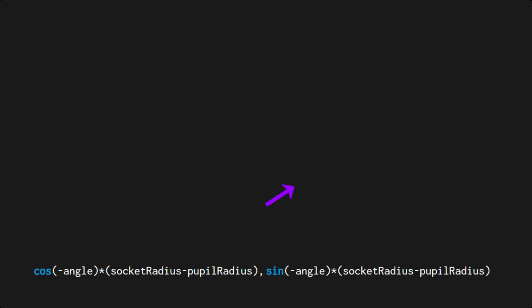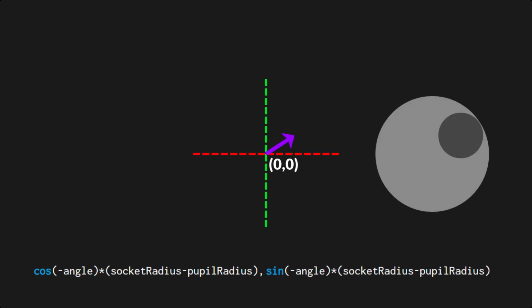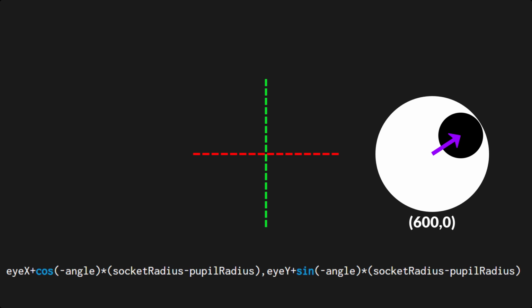There is, however, one problem. This vector, as any vector should, comes from the origin of the screen. To make it originate from the socket instead, just add the socket's x and y values.